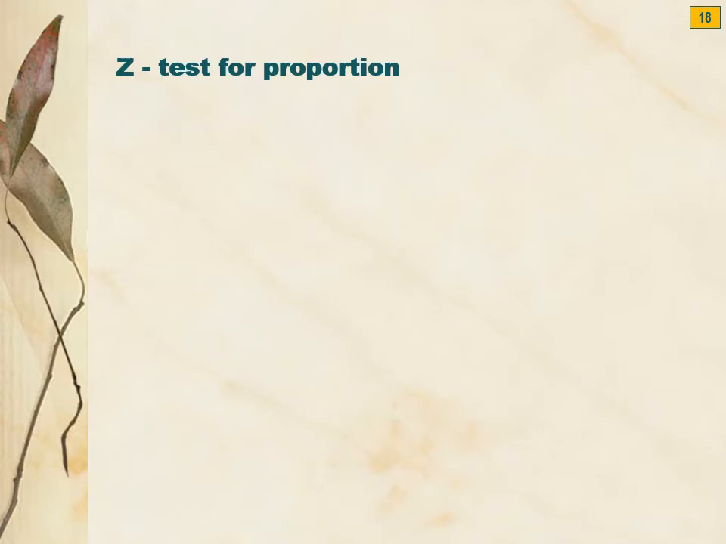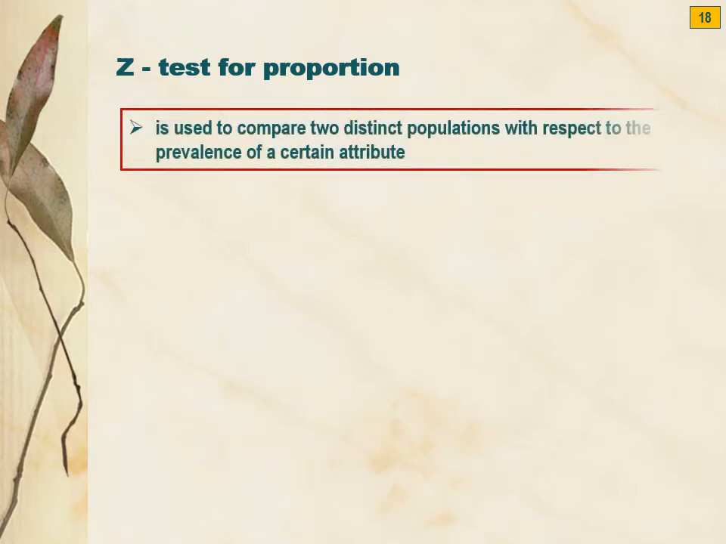So we are going to discuss this test. This test is used to compare two different populations with respect to the prevalence of a certain attribute. When we have two groups and we want to compare the prevalence of a certain characteristic, say diabetes, hypertension, increased triglyceride, or any other thing, we use this test, the Z test.